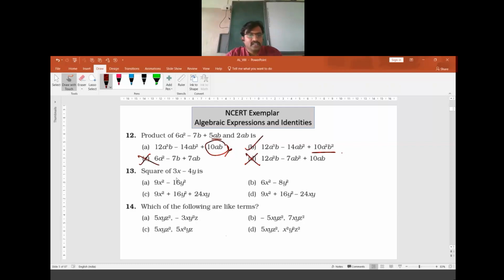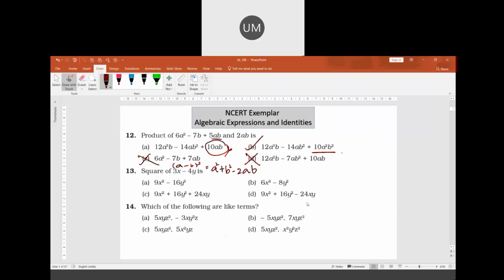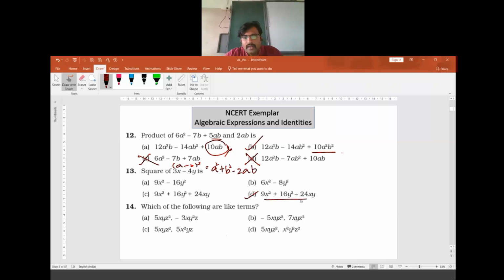Very good. The square of 3x minus 4y is option D: 9x square plus 16y square minus 24xy. You have to use this identity: a minus b whole square is a square plus b square minus 2ab. So it is minus 24xy. Correct.